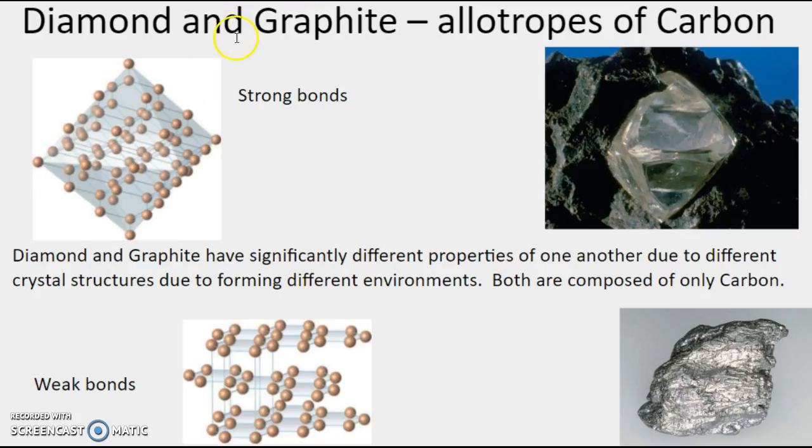So if we look at an applied topic to what we're studying right now with minerals, let's consider diamond and graphite. These are called allotropes of carbon. Diamond is very, very strong. It's number 10 on Mohs hardness scale. It's extremely resistant. It's extremely hard. It's pretty much the strongest naturally occurring material, or at least one of the strongest minerals. Diamond and graphite have significantly different properties from one another due to different crystal structures, due to forming in different environments, but both are composed of only carbon.